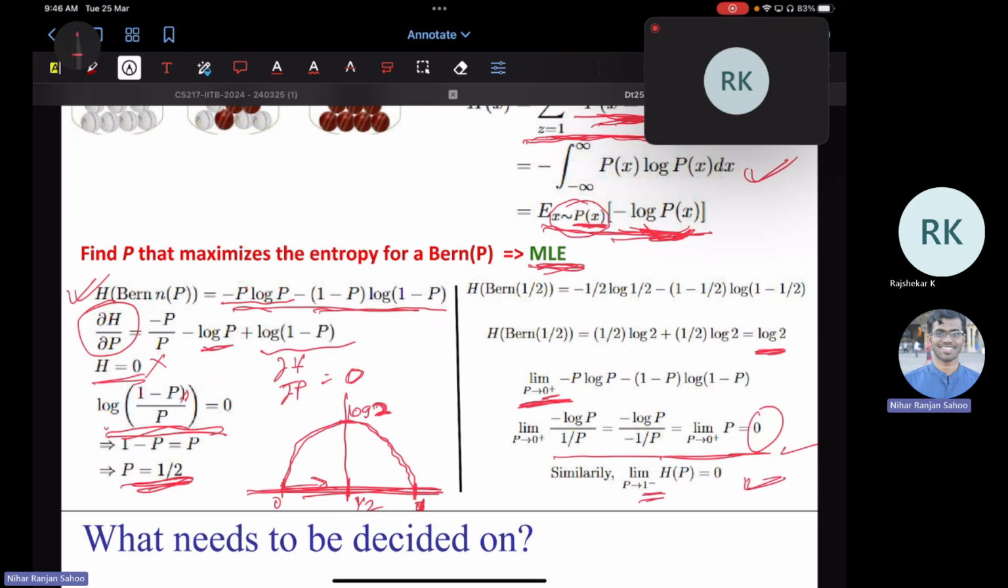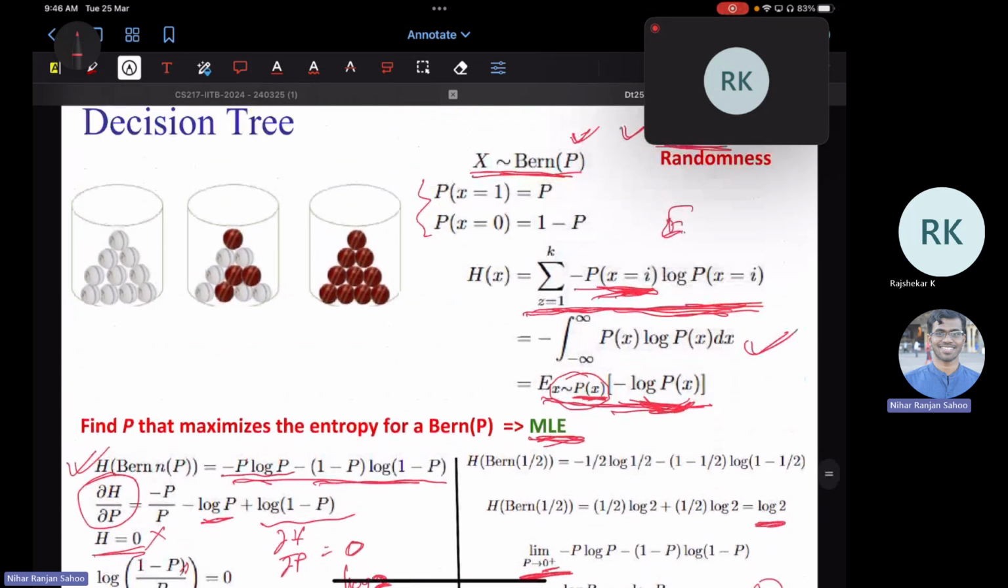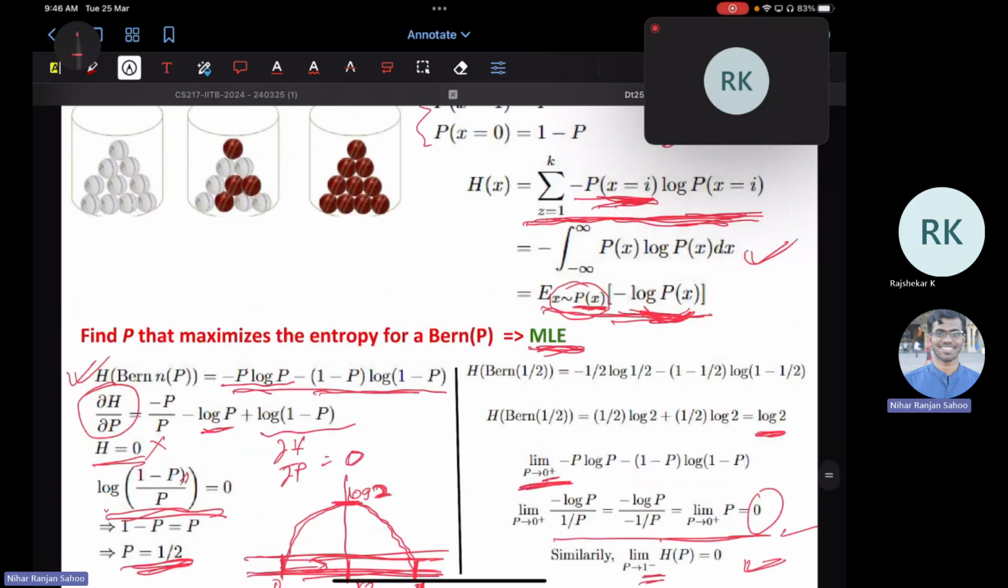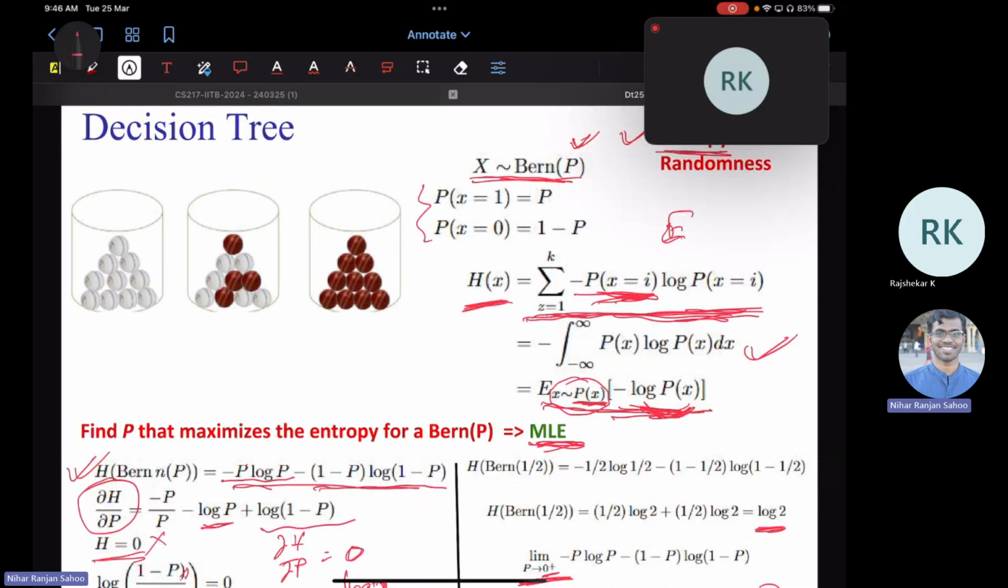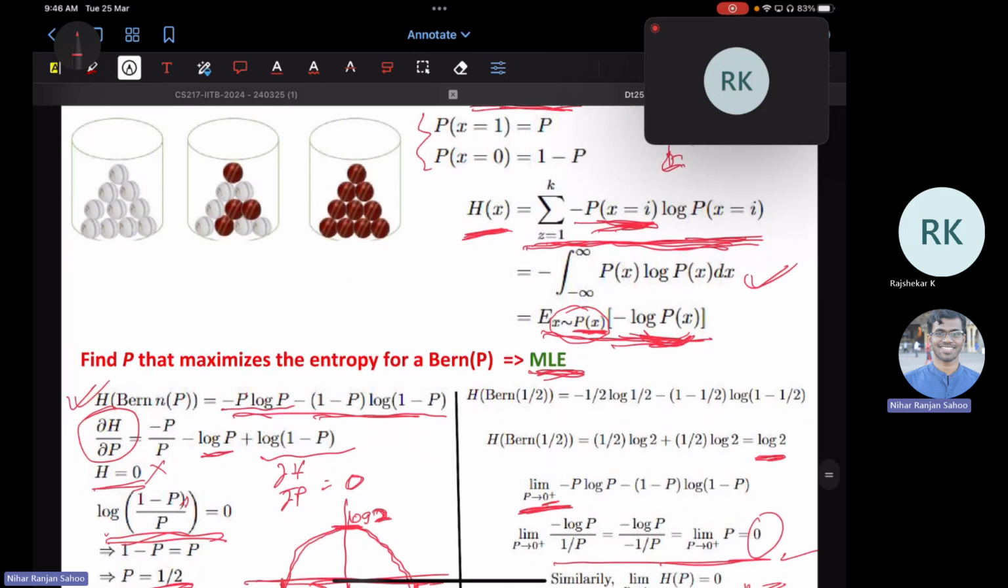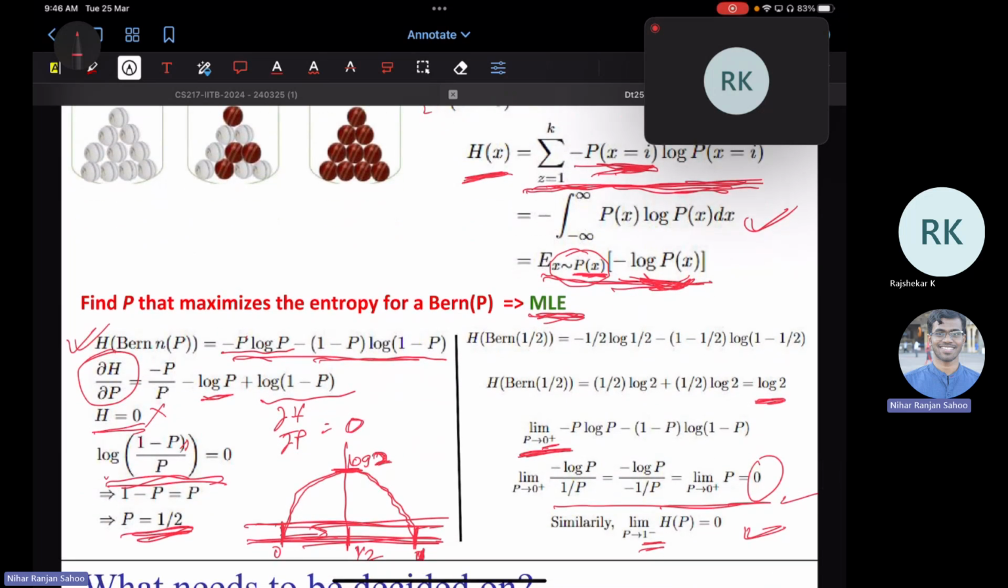So what it says is, for a Bernoulli random variable, if your probability p tends to 0 or 1, what's the entropy value? Entropy value is least, right? Why is it least? Because you are very sure it is either 0 or 1. It's a surety event, right? The event is either happening or not happening. That's why the entropy is least. But if p is half, one event can happen or the other event can happen with 50% probability. That's why the entropy is highest here. Sorry, some mistake has happened.